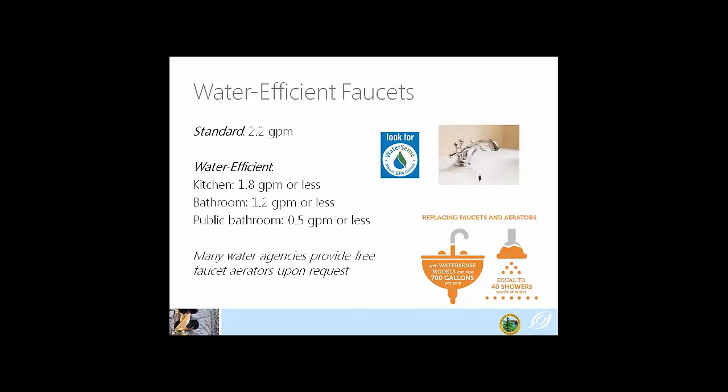So faucets actually use the same aerator technology as we found in the shower heads. Most faucets flow at 2.2 gallons per minute, but if you install an aerator in your kitchen or your bathroom, you can reduce that flow to about 1.8 gallons per minute in the kitchen. You'd want to keep the flow rate a little bit higher in the kitchen for sanitary purposes, but in the bathroom it's not as important, and so 1.2 gallons per minute or less would be better for the bathroom.